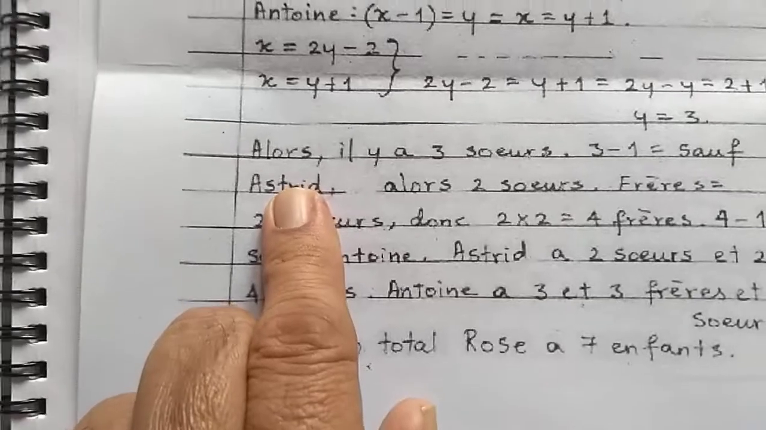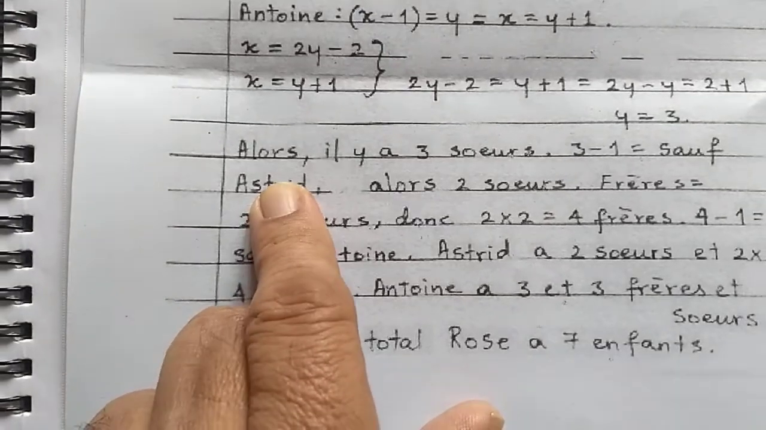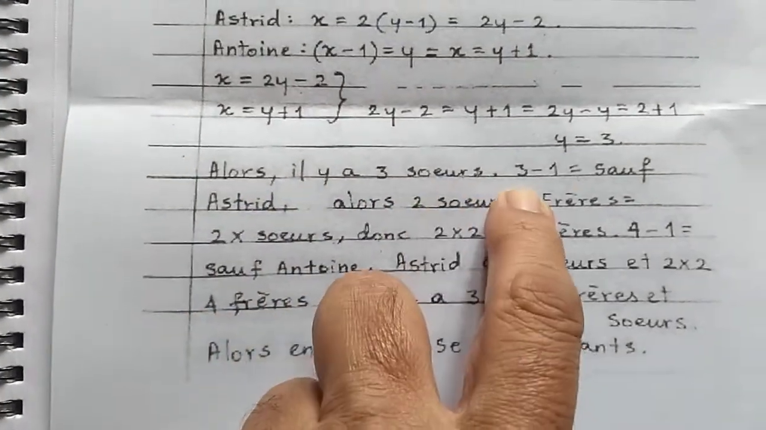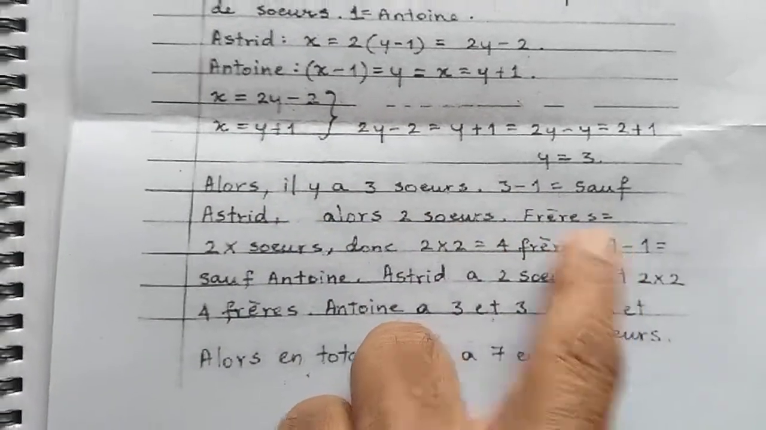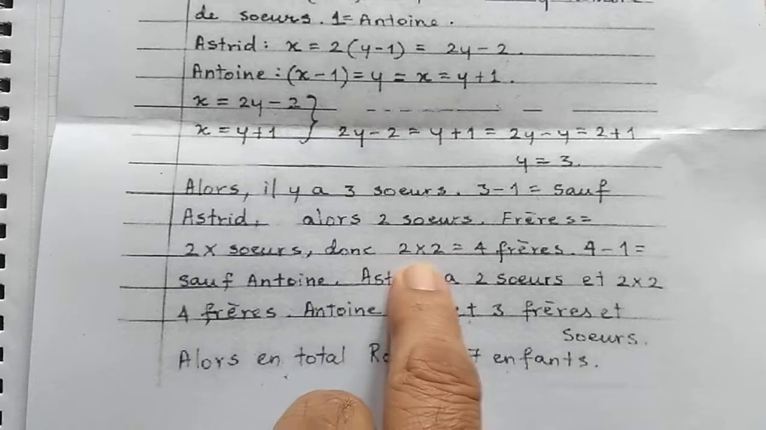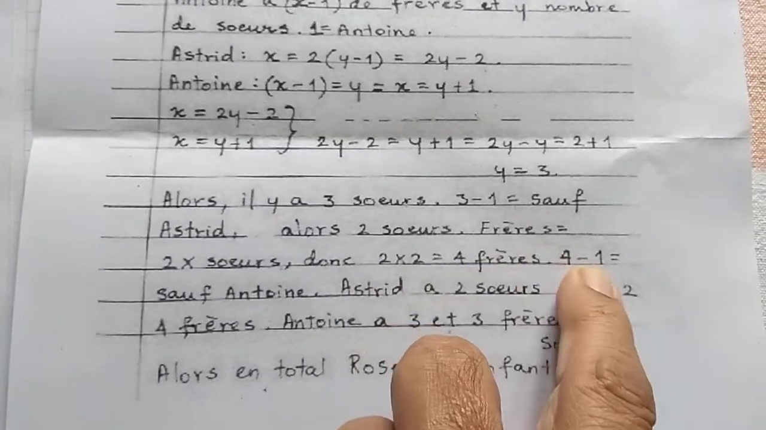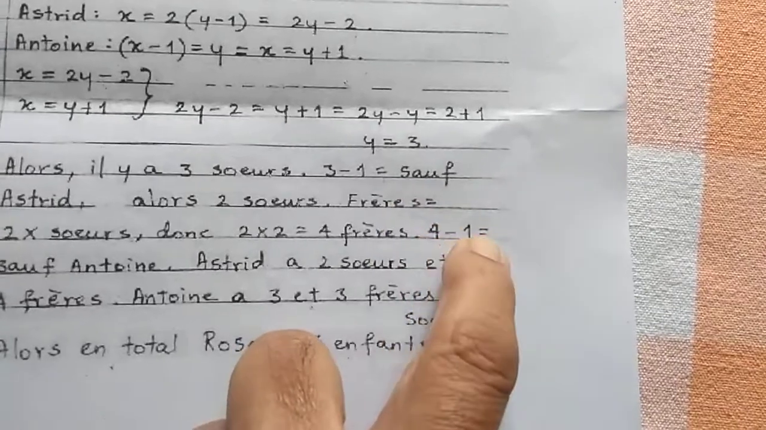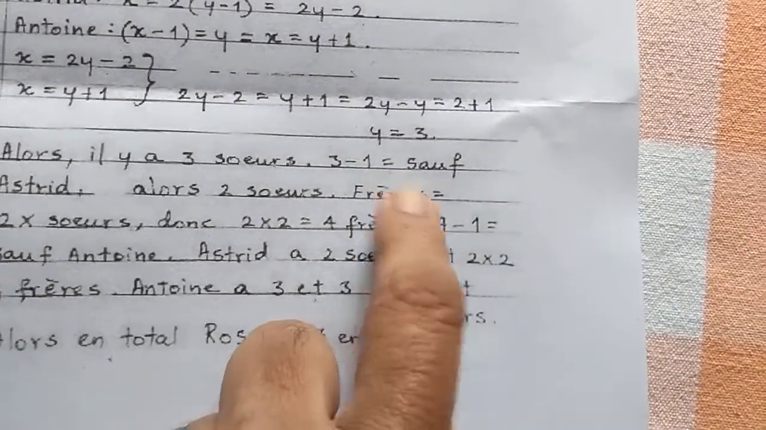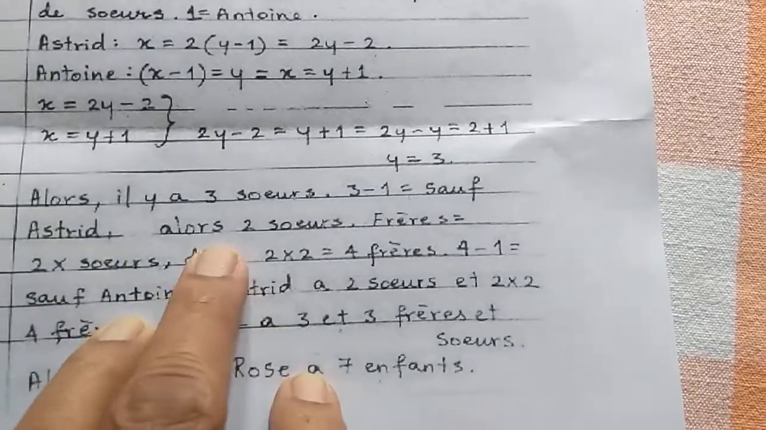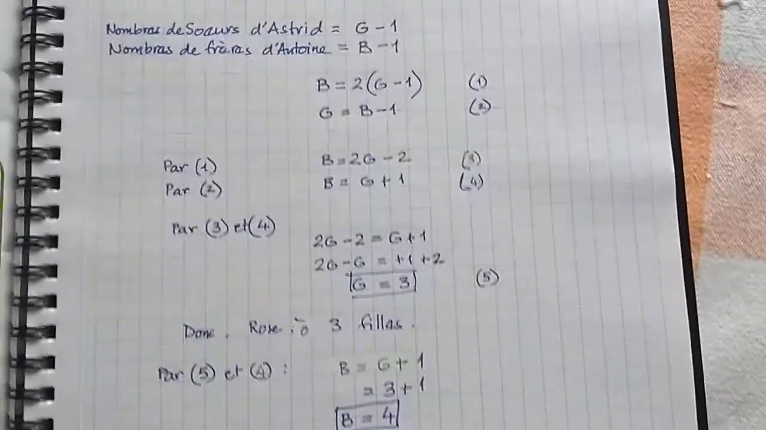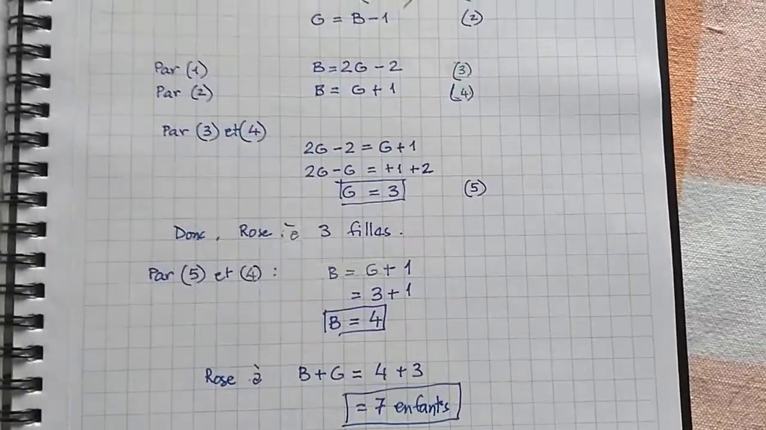Because look, let's look here. Alors, il y a 3 sœurs, 3 moins 1 sauf Astrid, alors 2 sœurs, frère est égal à 2 fois sœurs, donc 2 plus 2 égale 4 frères, 4 moins 1. This is not an English essay here. You don't put an equal sign at the end of a line. You write a simple equation, every equation on a separate line. Here, look, where have I put an equation at the end of a line and taken it over? Nowhere.